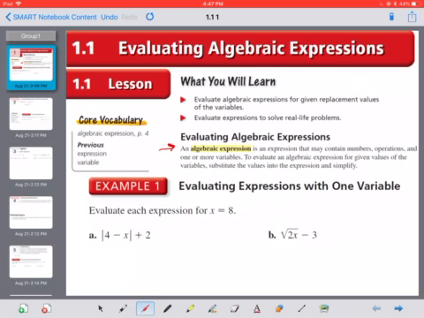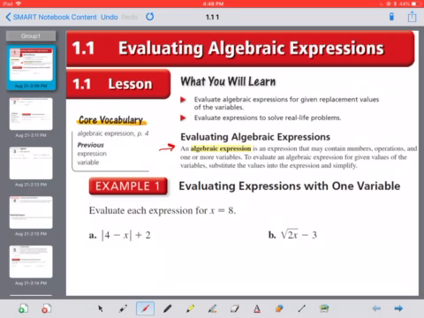So as we look at evaluating expressions, we're going to try it with one variable first. That's our first example. Evaluate each expression for x equals 8. So what they're telling us, that's an equation there. X equals 8. X and 8 are the same thing. So anywhere we see an x following, we're allowed to put 8 in its place.